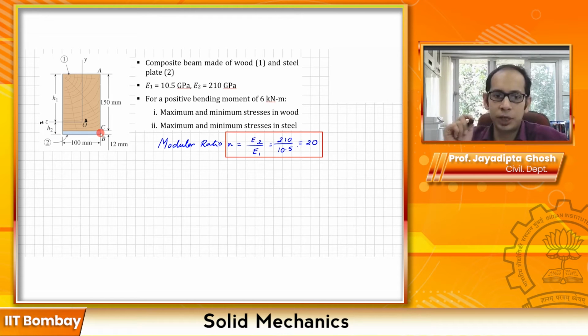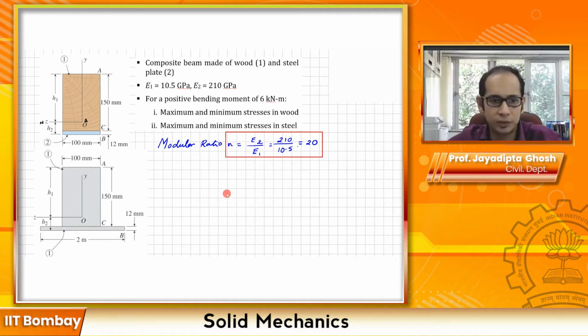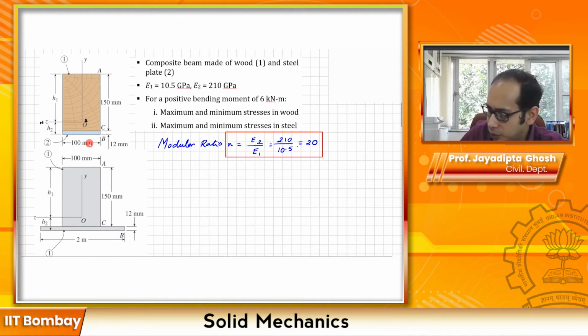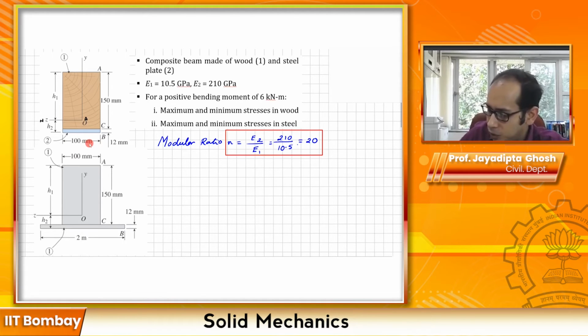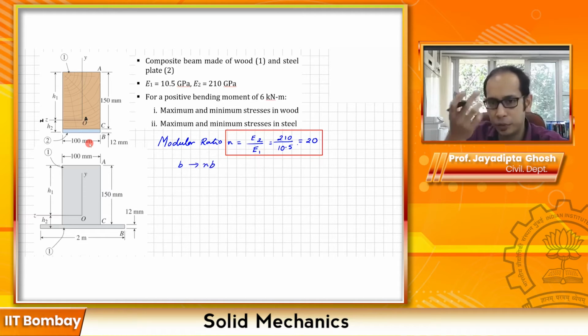So let me now go ahead and paste the picture of the transformed section. That is here. Now I have the transformed section. So you see in the transformed section, the entirety is made of material 1. Here you had material 1, material 2, and I've converted material 2 to material 1. So what was that initial width of 100 mm? What was B initially? It now becomes n times B over here, because you're increasing the width.